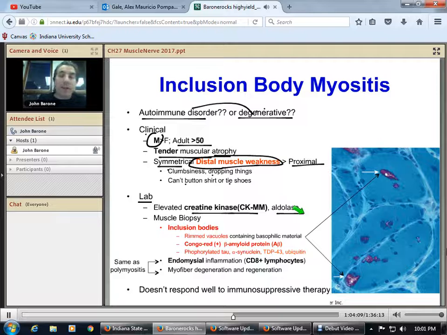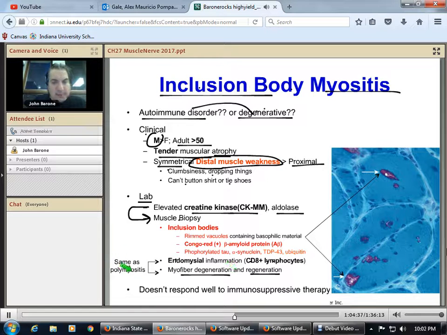Now in the laboratory, it's still inflammatory disease, so CPK is up, aldolase is up, myoglobin is up, because the muscles are being injured and breaking down. So again, that tells me I should do a muscle biopsy. So I'm going to biopsy one of the muscles, and guess what you're going to see in inclusion body myositis? You'll never guess. You're going to see inclusion bodies and myositis. Now question, what does this sound like?